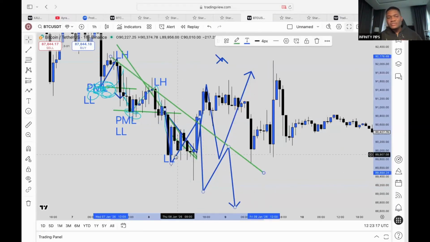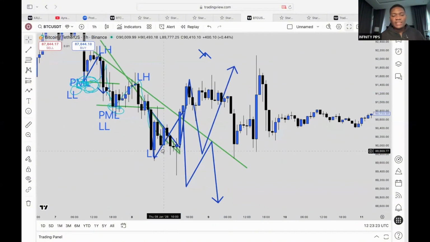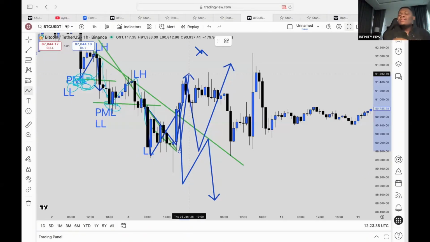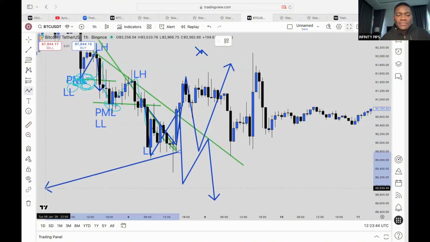But all of a sudden, it did not do that anymore. It came down, created a low, and then went back up, created a low, and then went back up towards the upside. All right? But then again, there are ways to find out whether this thing is going to continue to sell down or to go back up. And that's what I'm going to talk about next.